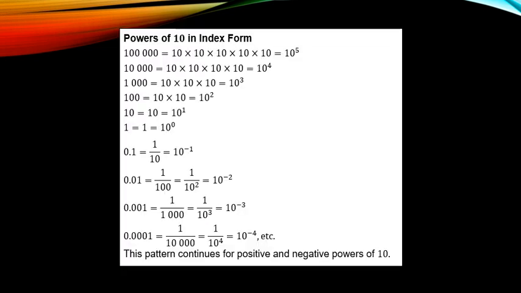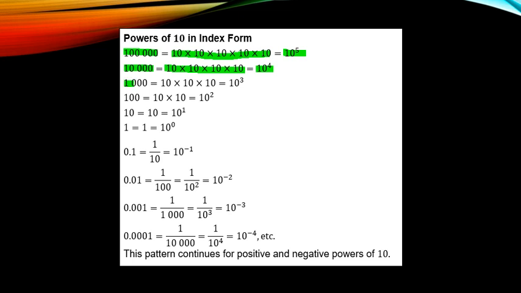So let's look at powers of 10 in index form. Quickly, let's have 100,000. You can express it as 10 in 5 places, and that simply means 10 to the power of 5. Let's look at 10,000. You can express 10,000 as 10 in 4 places, and that means 10 to the power of 4.